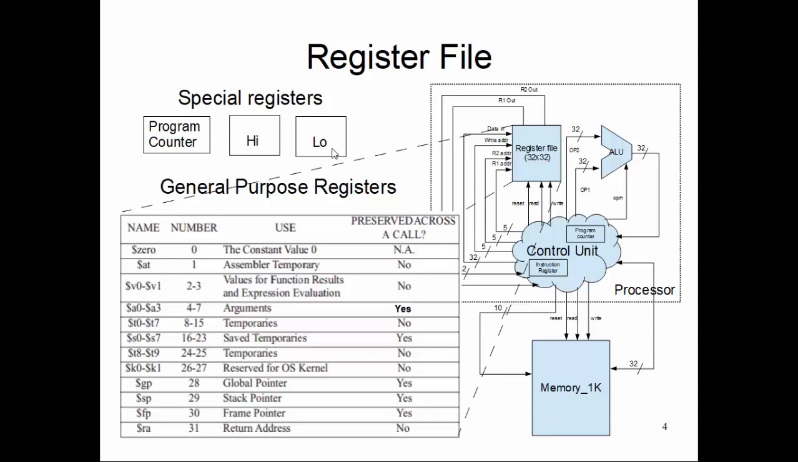Number two, the division operation gives two results. One is the quotient and the other is the remainder. So the division operation results in two answers. One answer is the quotient part, the other is the remainder part. These two results go into the high and low registers, and then we access them as we need. So these are two special purpose registers.